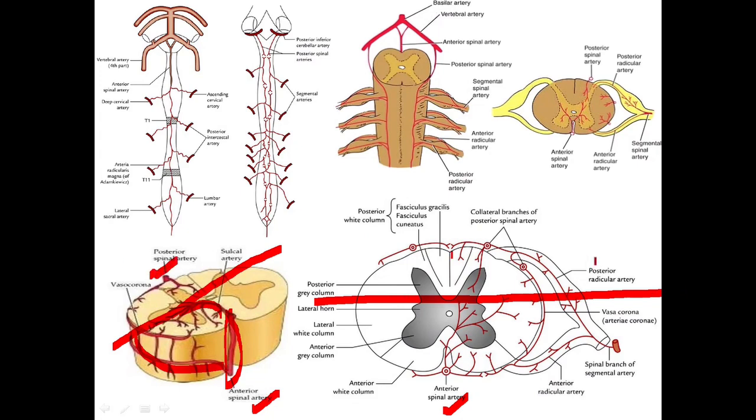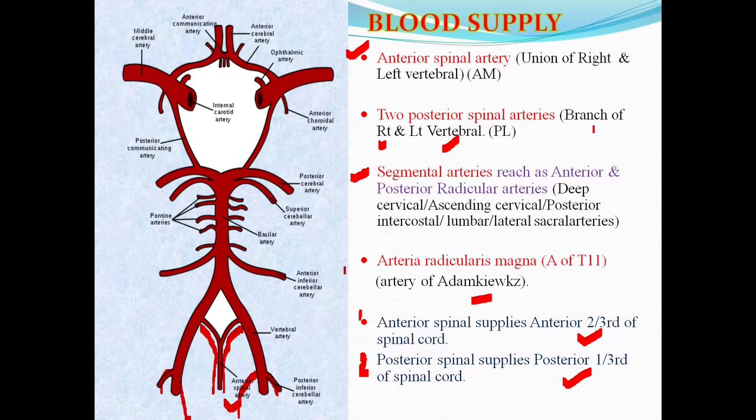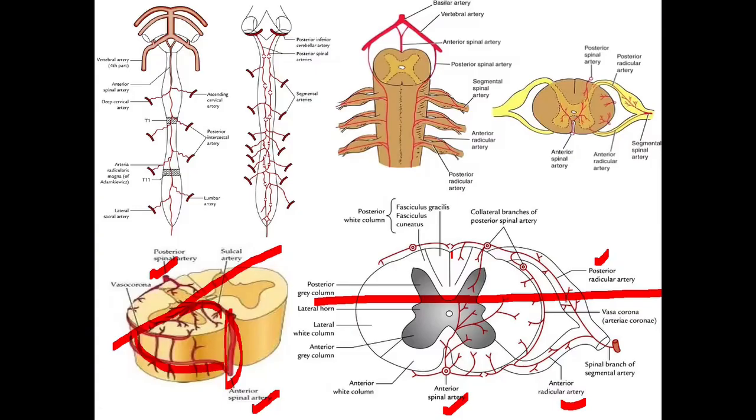We have radicular arteries on the posterior aspect and also on the anterior aspect, but the longer one I'm going to call the arteria radicularis magna or artery of Adamkiewicz. So these are our segmental arteries. As mentioned, they may arise from the ascending cervical artery, posterior intercostal, lumbar, lateral sacral or deep cervical arteries.